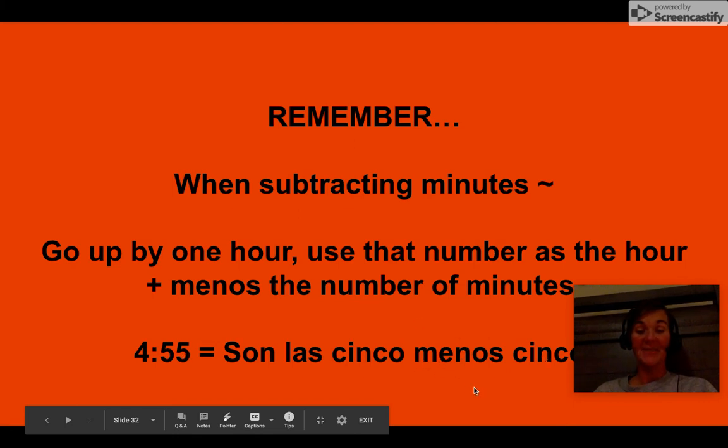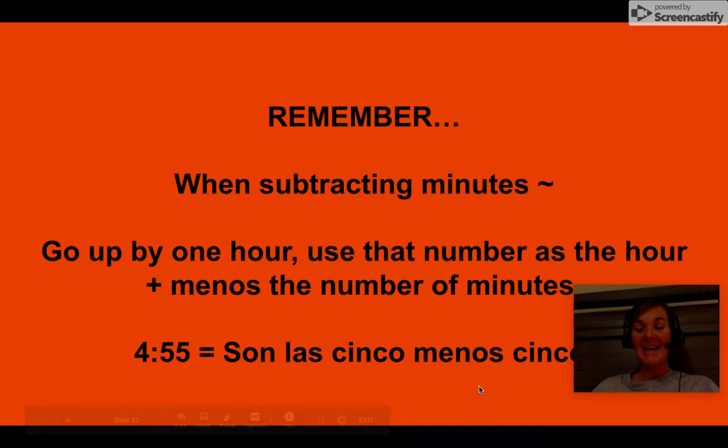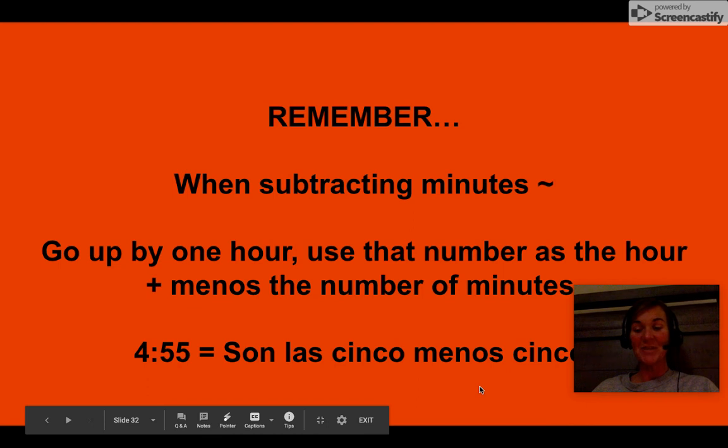We go up from the 4 to the 5, and then subtract out menos 5 minutos to get back to 4:55. Well, I hope you have enjoyed this lesson, and I know you are working really hard at telling time in Spanish. So now it's time to apply what you know and do the assignment that is linked in your template for your e-learning lesson today. Adiós.